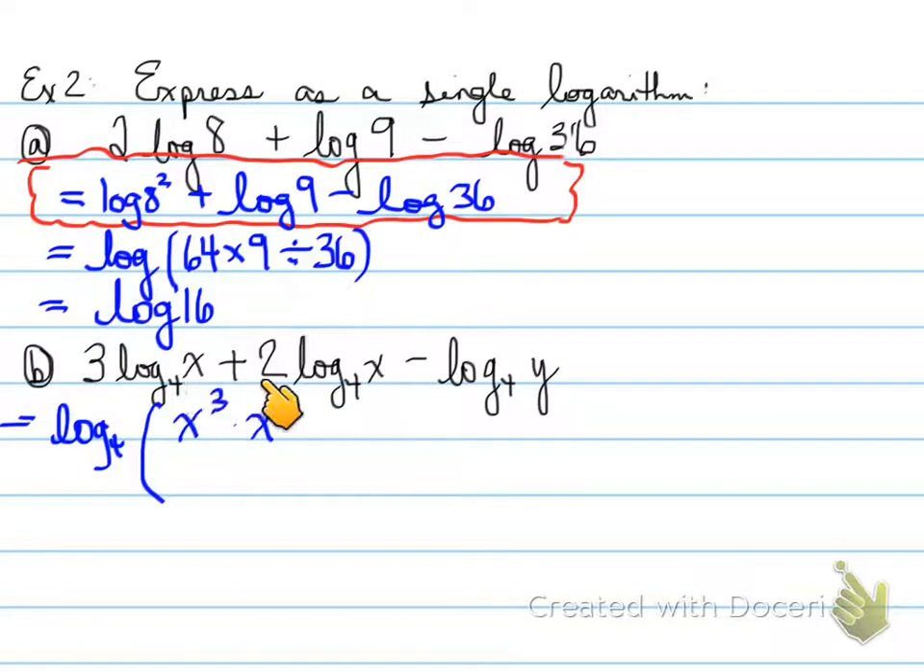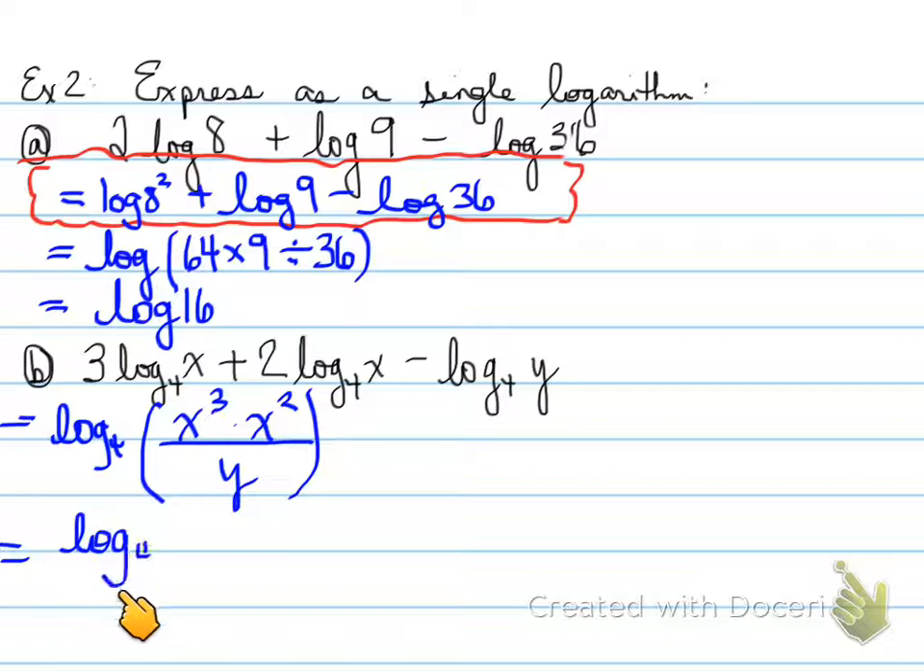Convert this so that it equals x cubed. This will be x squared, and this will be just y. So we're going to add, so that means we have to multiply x cubed times x squared, and we're going to divide, because it's subtraction, by y, all with a log of base 4 in the front. Simplifying this, we will get log base 4 of x to the 5 over y, because here we have two powers being multiplied, so we add the exponents, and that gives you x to the 5 over y, and that's the end of the question. We can't do any more.